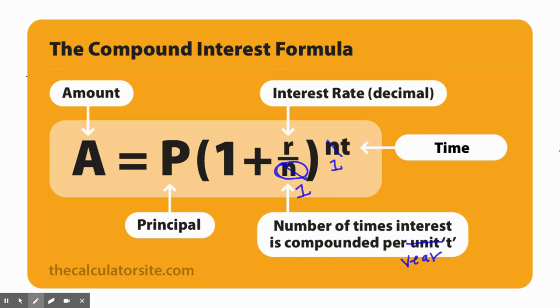It doesn't change. But eventually, instead of being compounded annually, I may say monthly. If this is monthly, that means it's happening 12 times a year, so that's going to become a 12. Or quarterly is a big one. If it's quarterly, it's going to be happening 4 times a year, so this N is going to be a 4. We'll talk about this tomorrow a little bit more because today I'm going to stay super simple. Today we're going to be talking about compound interest, but it's going to be annually, which means once a year. So that's going to be a 1, so you don't have to worry about it.